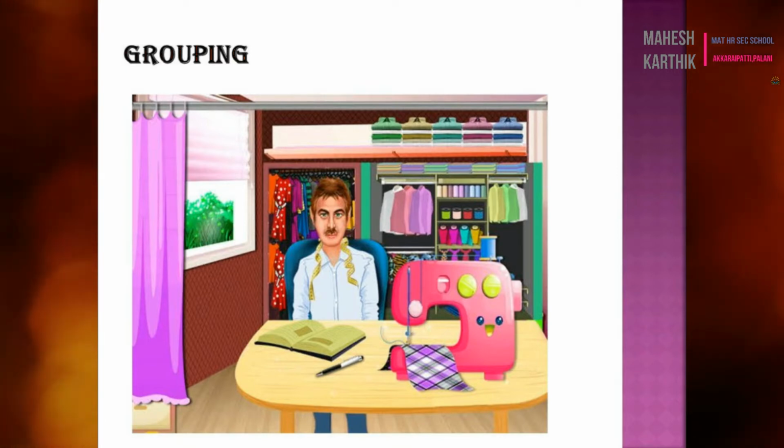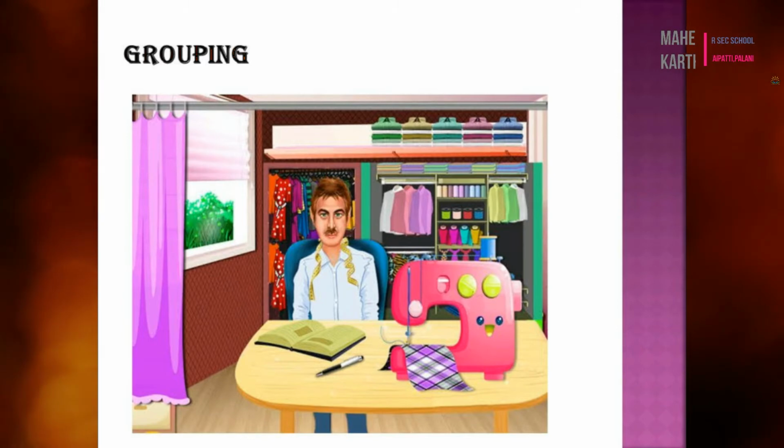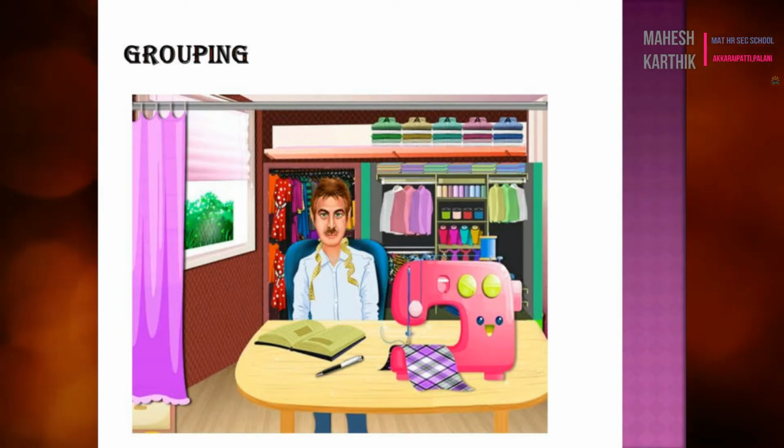How many bottles of buttons are there? Yes, there are 6 bottles of buttons. On seeing the picture itself, you are able to count it correctly, isn't it? Obviously, we can count the objects when they are arranged in groups. Let us discuss in detail.